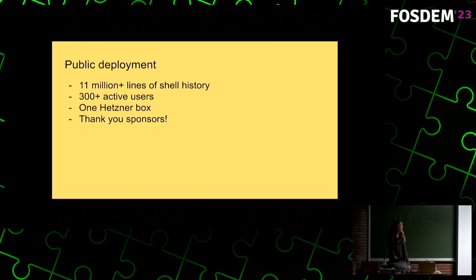If you don't fancy running your own infrastructure, there's a public deployment of Atuin that I run. Currently, it's got about 11 million lines of shell history on it. There are about 300 active users, and it's all running on just one dedicated Hetzner box, and it handles way more requests than I thought it ever would. I'd also like to thank the GitHub sponsors I have, which I didn't really expect anyone to contribute, but they cover the server bills entirely now, which is a really nice feeling.